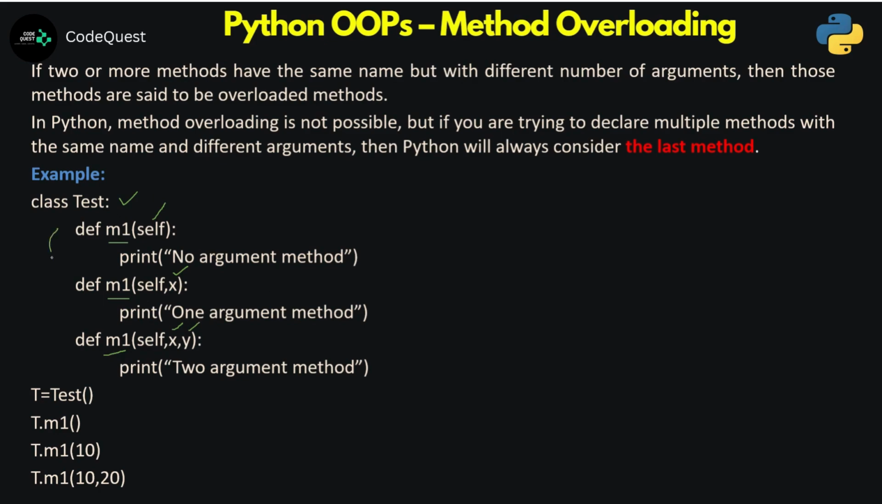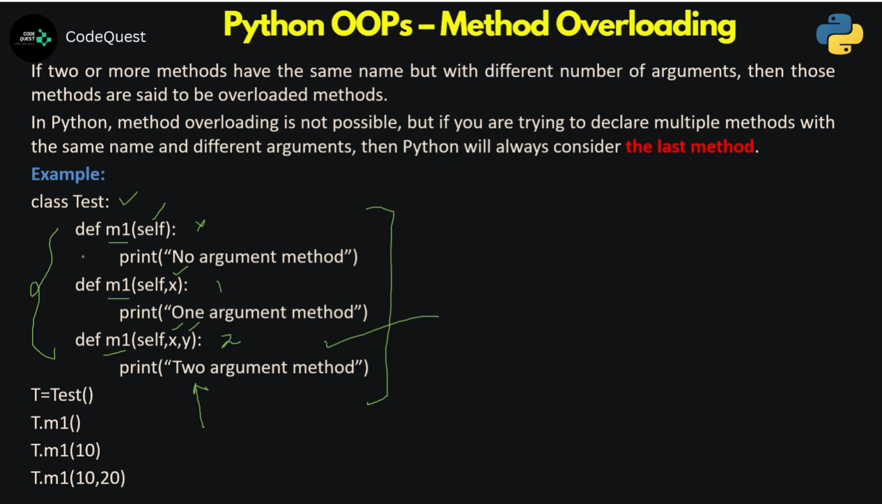So all these three methods have a common name, that is m1, m1 and m1. What is different? This m1 has no arguments, whereas this m1 has one argument and this m1 method has two arguments. Python allows you to write this kind of methods, but it will always consider only the last method, the method m1 where it is taking two parameters or two arguments. This is the only method which is accepted.